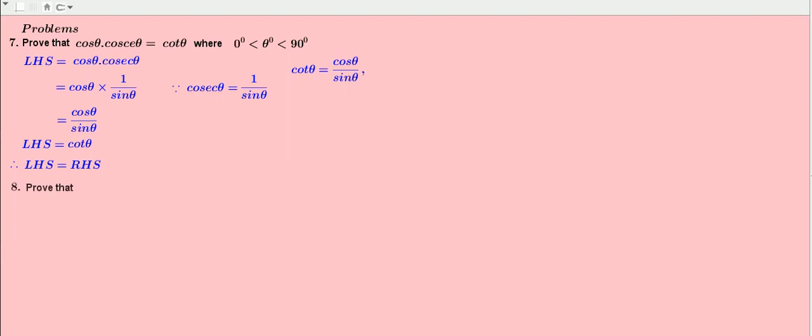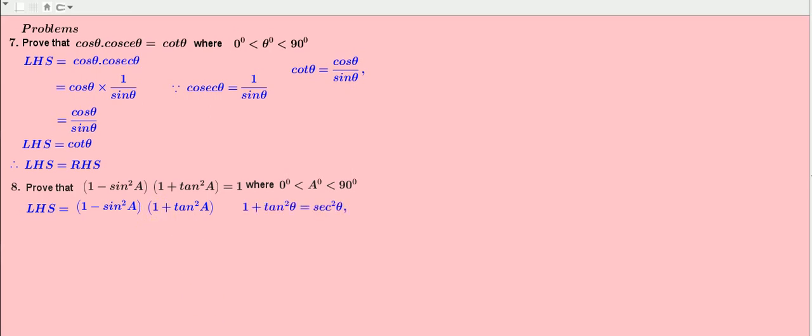Problem 8. Prove that 1 minus sin square A into 1 plus tan square A equal to 1, where 0 degree less than A less than 90 degree. Take LHS. LHS equal to 1 minus sin square A into 1 plus tan square A. On RHS, we have 1. Let us try to get 1. We know that 1 plus tan square theta is equal to secant square theta.